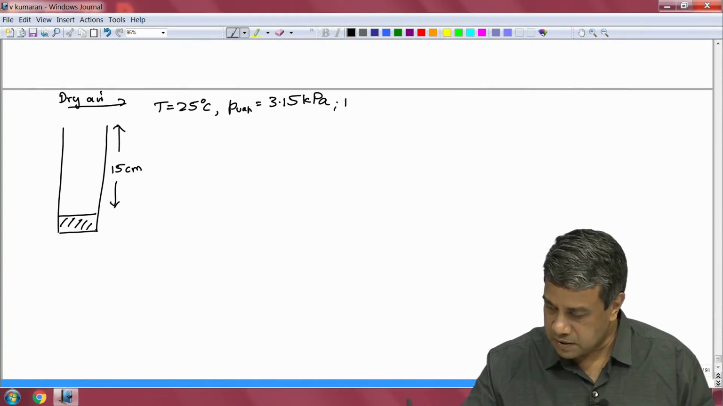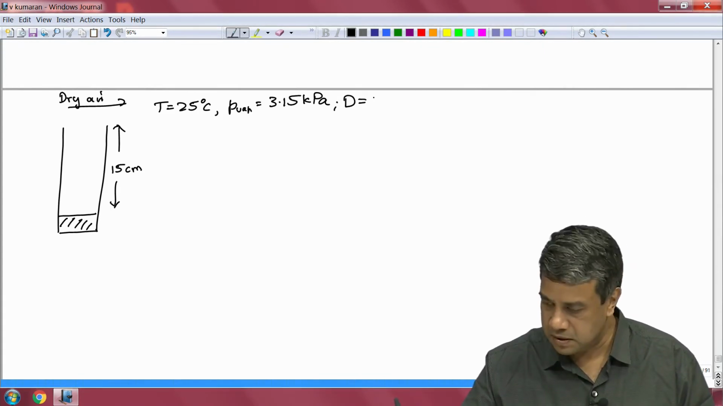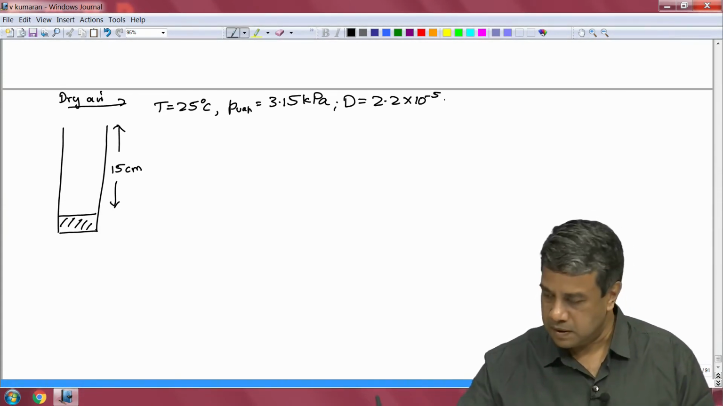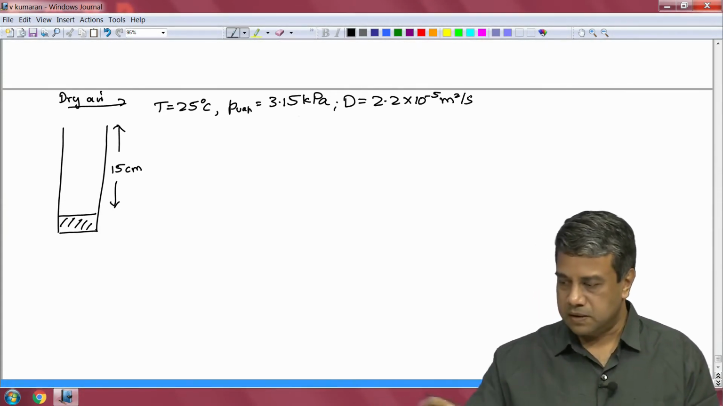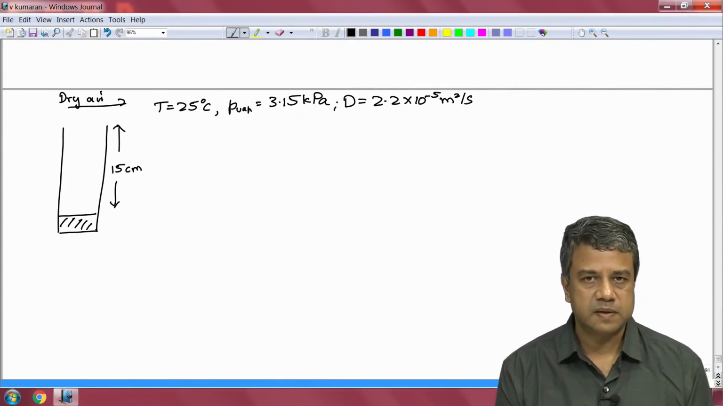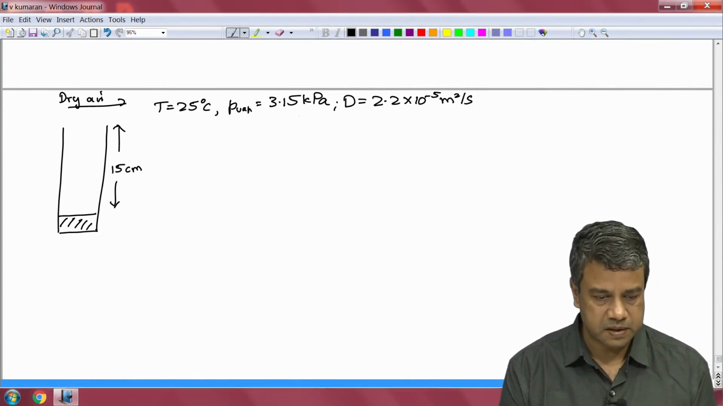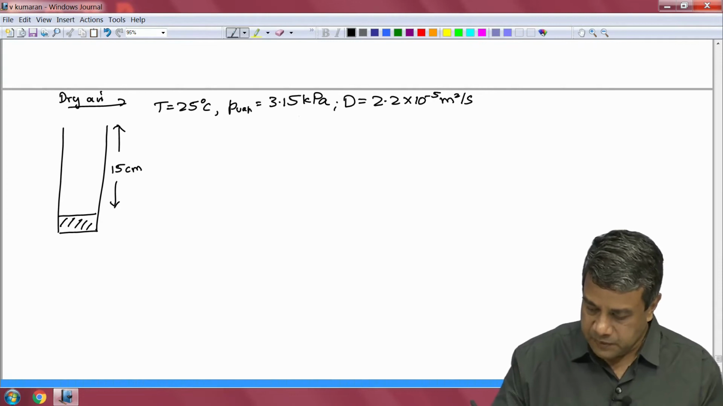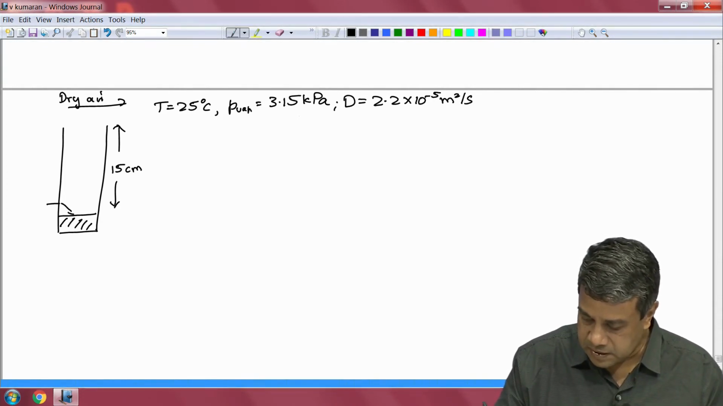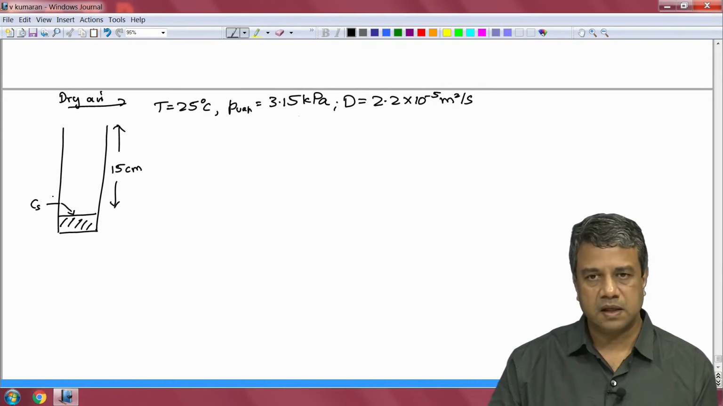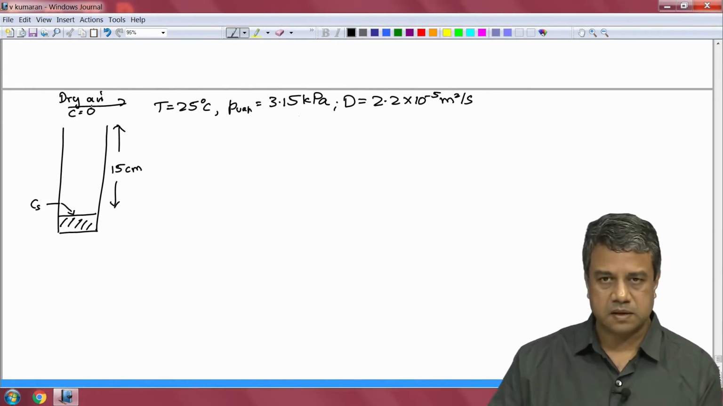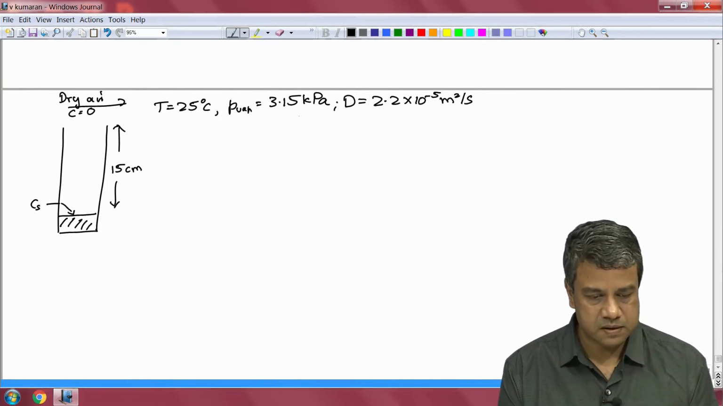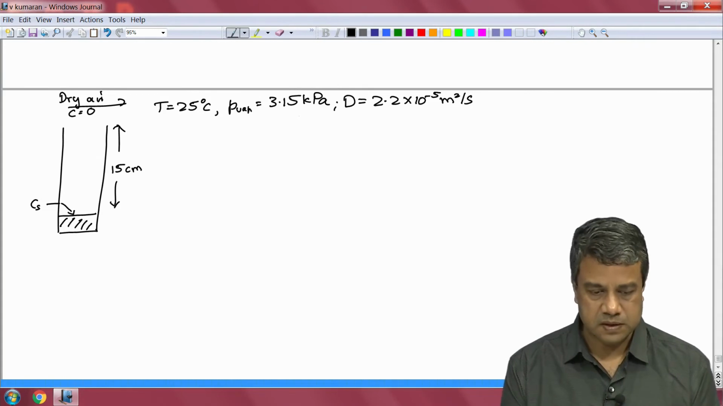And the diffusion coefficient of water in air is 2.2 times 10 to the power minus 5 meter square per second. As I told you earlier, the diffusion coefficient of most common species is of the order of 10 to the power minus 5 meter square per second. Here the saturation concentration of water at the surface is Cs, and in dry air the concentration of water is equal to 0, or the mole fraction of water is equal to 0. So, we are going to solve this using the molar averaging procedure.